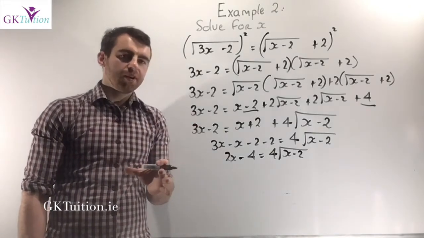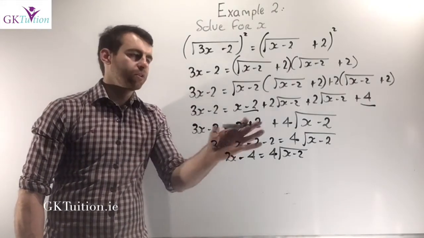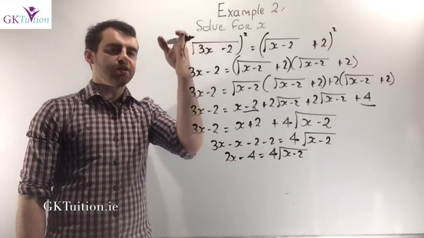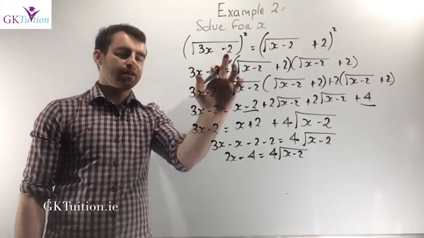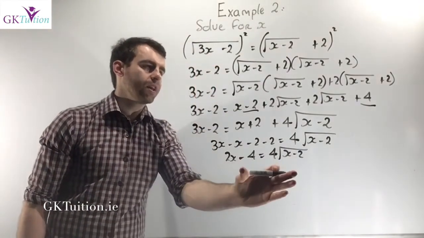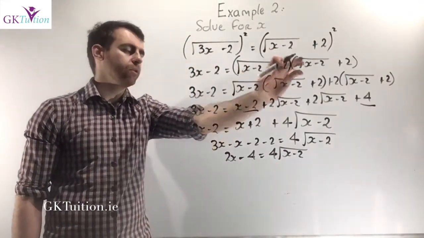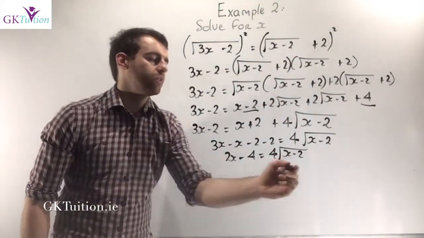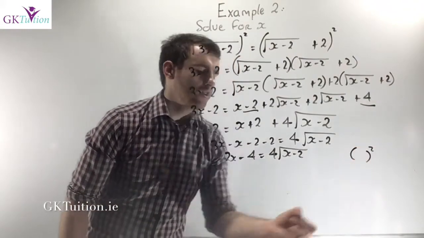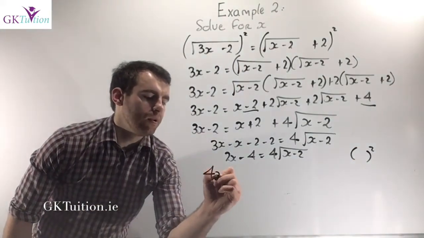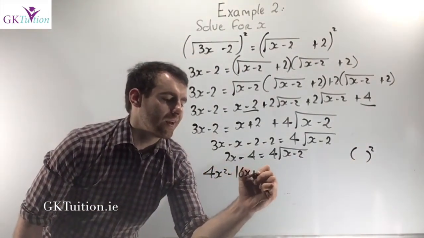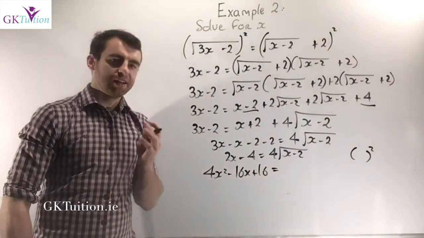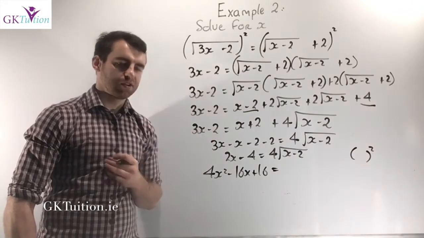What I want to do now is I want to square both sides again in order to eliminate this surd. So notice that we had 2 surds at the start. I squared both sides to eliminate the surd 3x minus 2. Now I'm squaring everything again to eliminate the other surd that I have, root x minus 2. So if I square the left hand side, it's 2x minus 4 multiplied by 2x minus 4. That's going to give me 4x squared minus 16x plus 16. If I square the right hand side, I have to individually square the 4 and then square the surd.